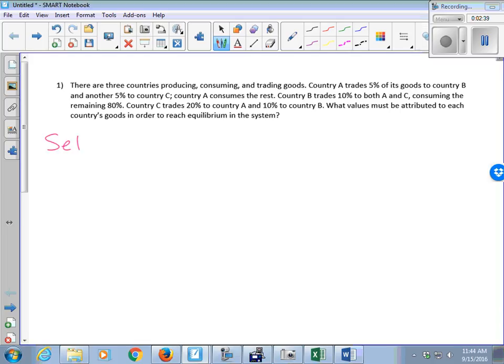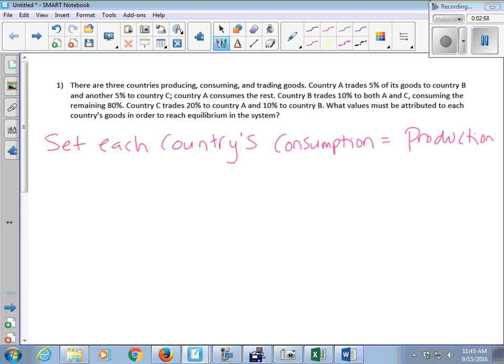All right, so set each country's consumption equal to production. All right, so let's look at country A. All right, so country A, 5% of its goods goes to B, 5% to C, which means how much does it consume?